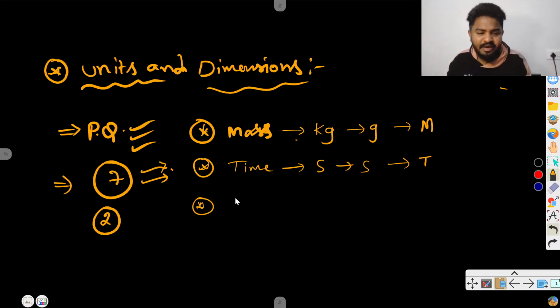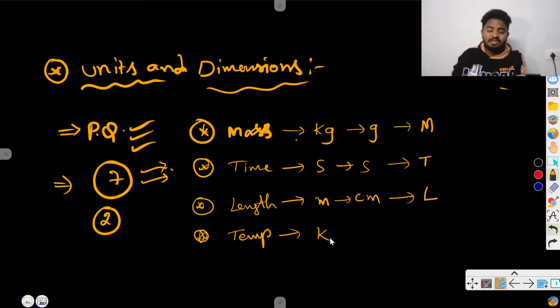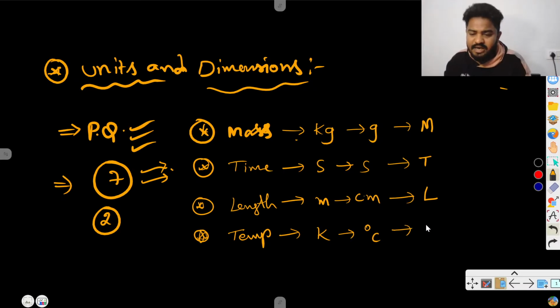After time, let me take length. For length, the SI unit is meters and the CGS unit is centimeters, and the symbol is L. After length, we'll take temperature. The SI unit of temperature is Kelvin, and the CGS unit is degree Celsius, and theta is the symbol. We generally use theta, because if you take T here, you can confuse time and temperature.